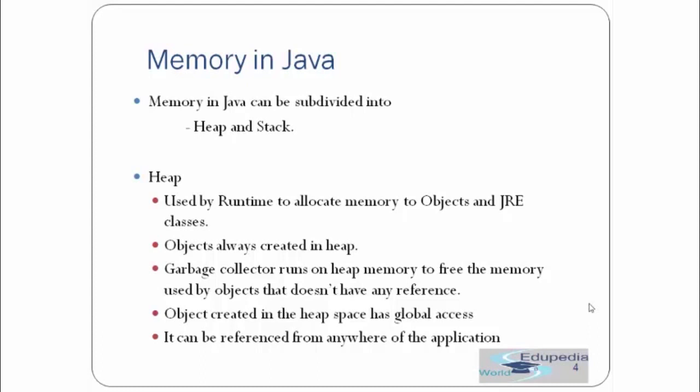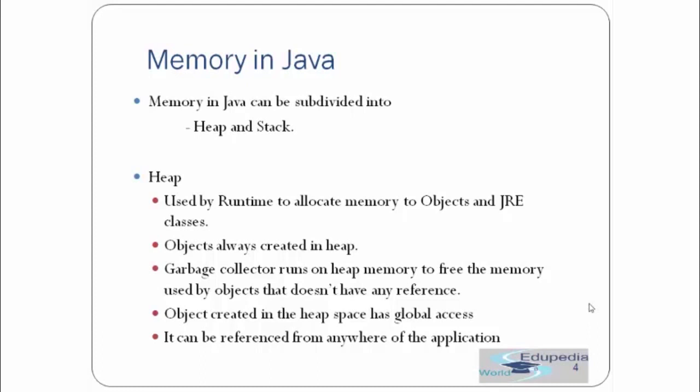Firstly, let's talk about the heap memory. Heap is used by the runtime to allocate memory to objects and JRE classes. So at runtime, whenever you create an object, it is always stored in your heap memory. Fine. So an object is always created in heap, definitely.